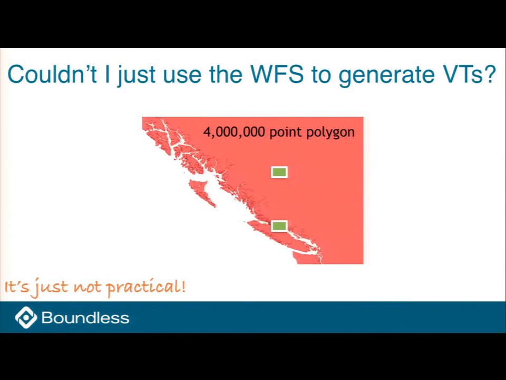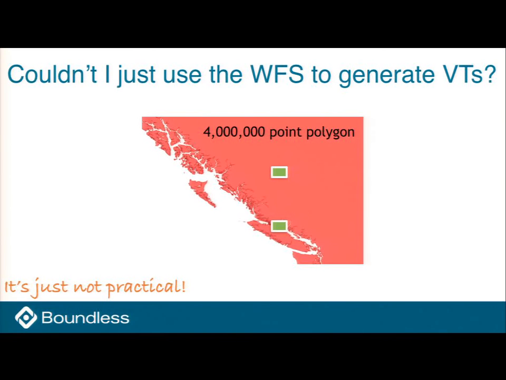One of the first questions I had when I first learned about vector tiles is why couldn't I just use the WFS as is? It turns out it's really inefficient and impractical and just wouldn't work. That's because WFS has always returned the full geometry. We certainly wouldn't want every tile, and there could be millions, to have a 4 million point polygon in it, like I'm showing here. That's why we don't use the WFS.